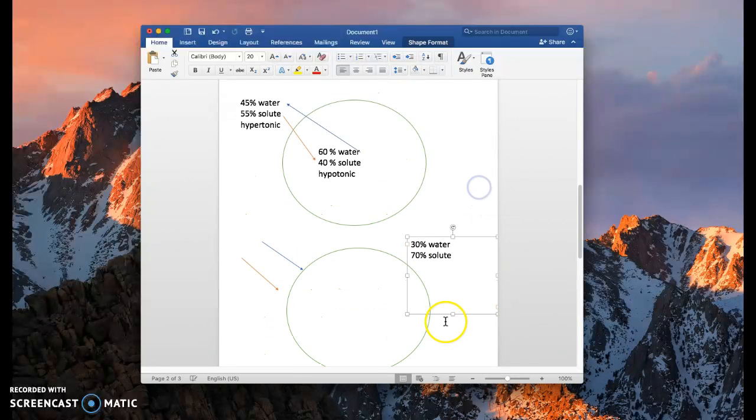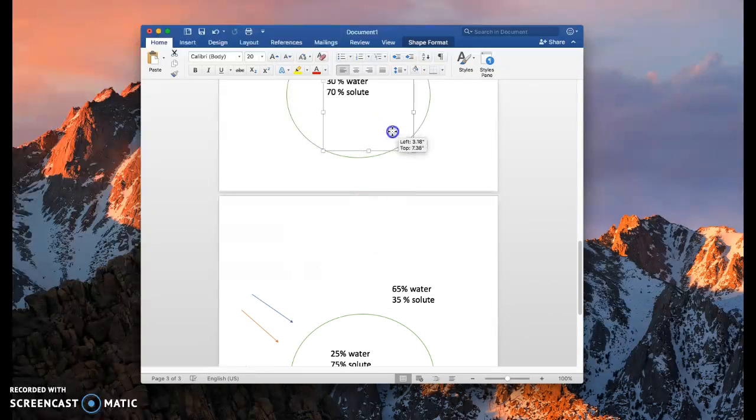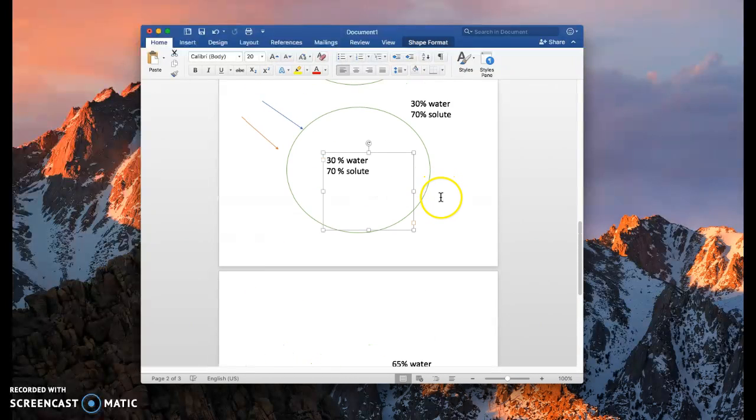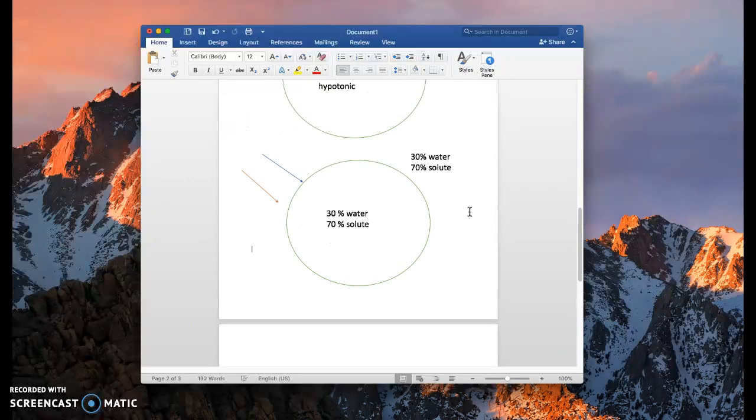Let's go ahead and get back our thing. Okay. This one's going to be a little bit stranger because this one is exactly the same on the inside and the outside. So instead of it being hypertonic and hypotonic, both of these are isotonic because they're the same both inside and outside.